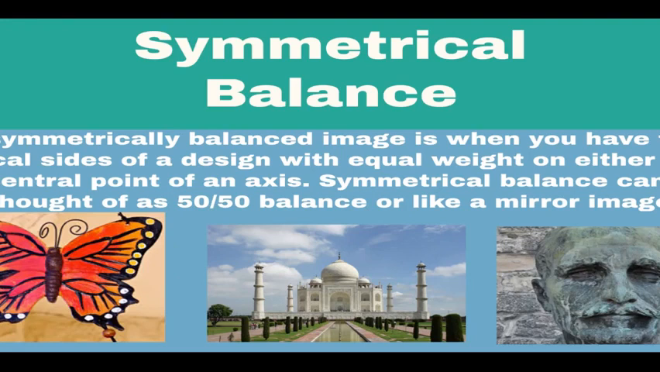Symmetrical balance. A symmetrically balanced image is when you have two identical sides of a design with equal weight on either side of a central point of an axis. Symmetrical balance can be thought of as 50-50 balance or like a mirror image. If we cut this in half and fold it over, it would be a mirror image. Same here. Cut it in half right here or fold it over, it would be the same image or a mirror image. Same thing with our faces.